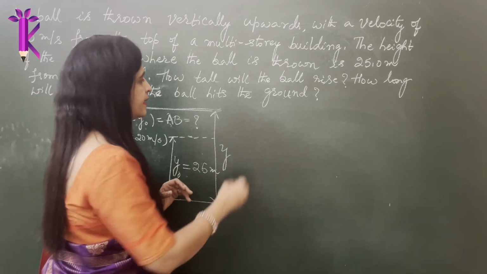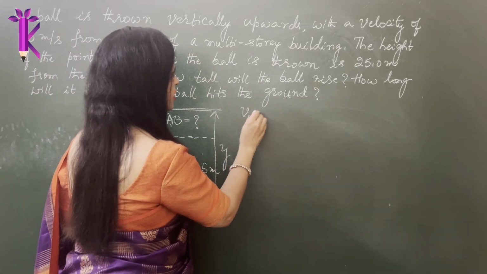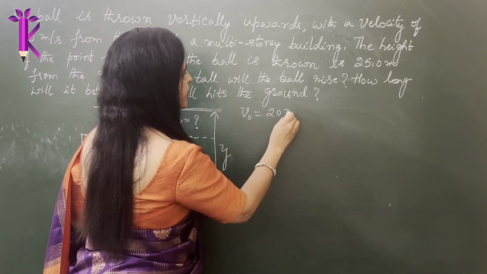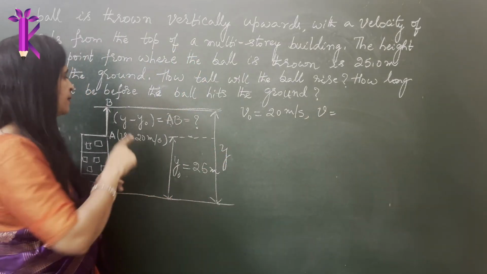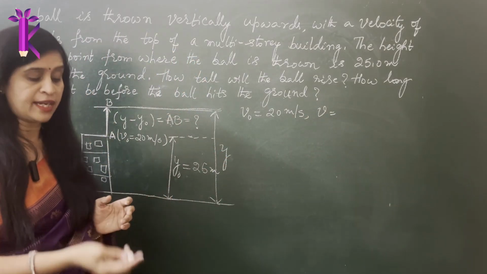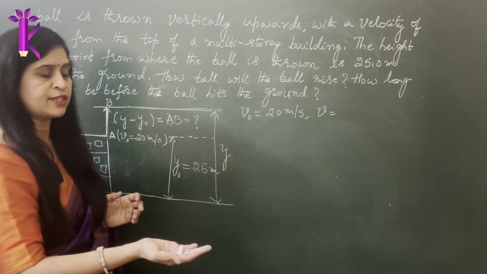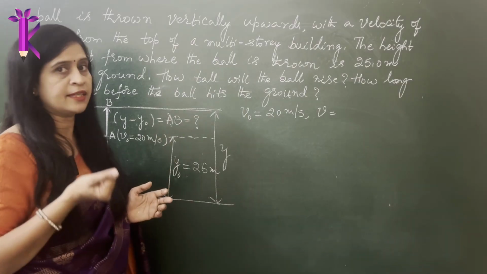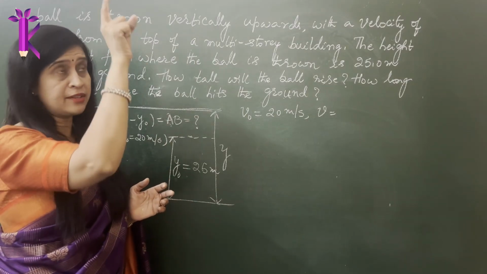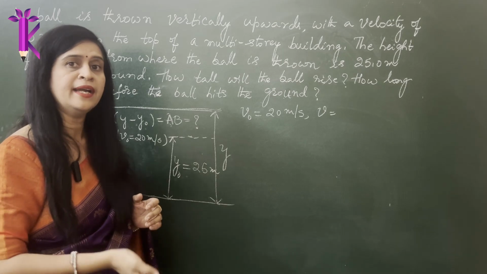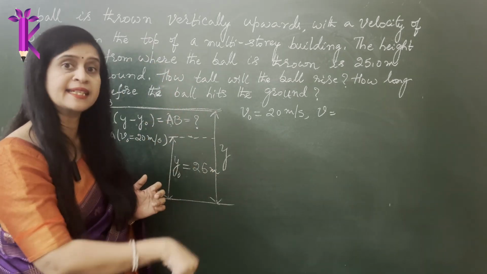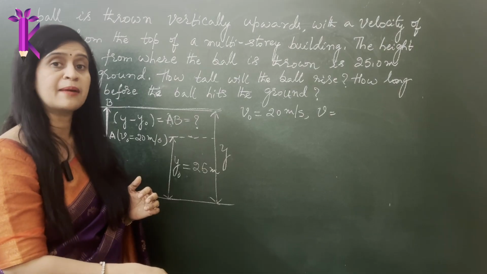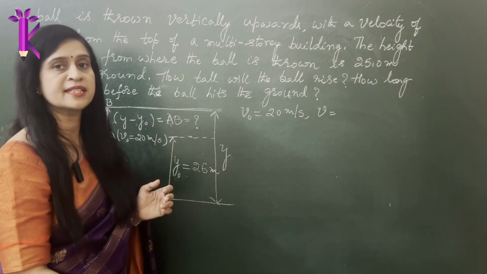So how do we calculate it? Let's first write down what is given. The initial velocity of the ball is given to be 20 meter per second. What will be the final velocity of the ball at the point B? We know that when you throw the chalk, if I throw the chalk, momentarily it will be at halt. For that moment, when it reaches the topmost point, it is going to be at halt and then comes down due to gravity in the downward direction. Why does it come in the downward direction? Because gravity pulls it in the downward direction.